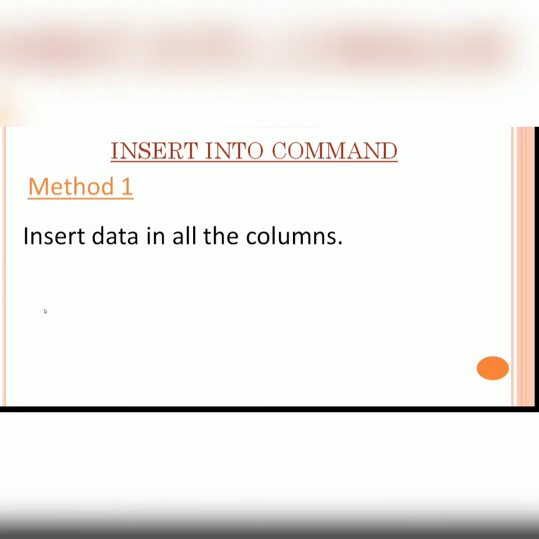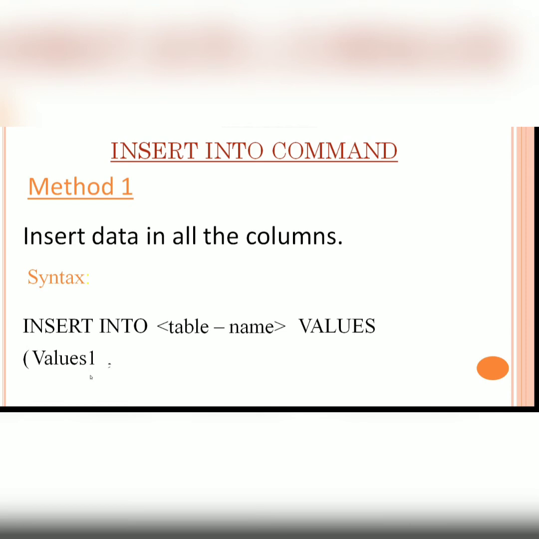For implementing this method, we follow the following syntax. First we will write insert into, that is our command name. After that we will write table name. Then after we will write values keyword which is used with the insert into command. After that opening bracket will be used. Then after we will write the value 1, value 2 and so on. Remember one thing, we will use the comma for separating the values. Then after we will use the closing bracket, and at last we will use the semicolon for terminating our command.